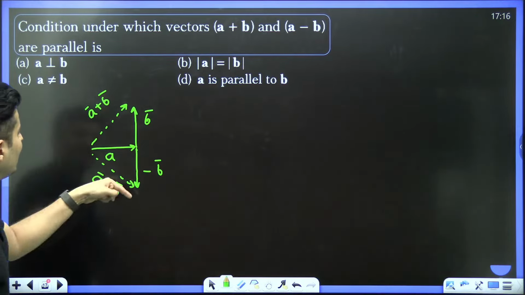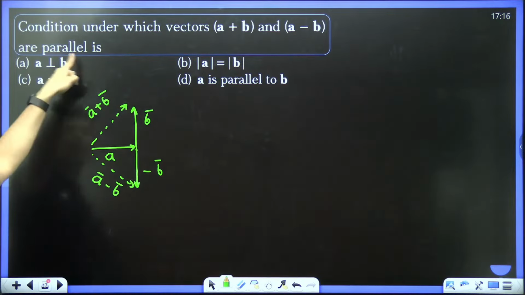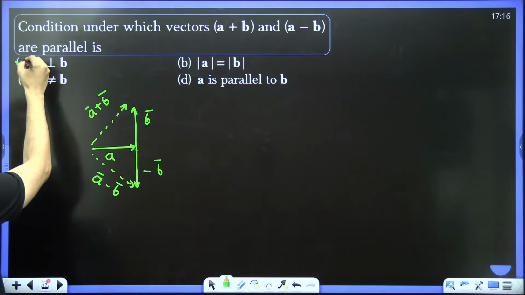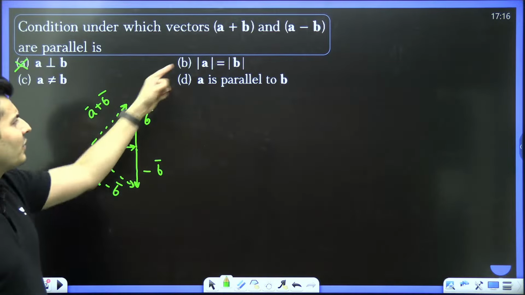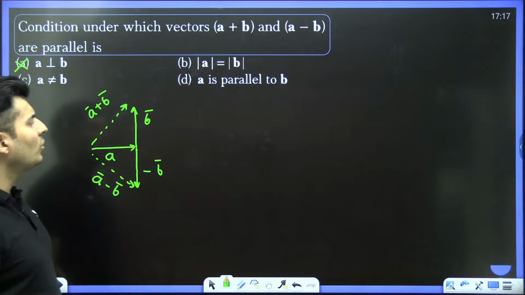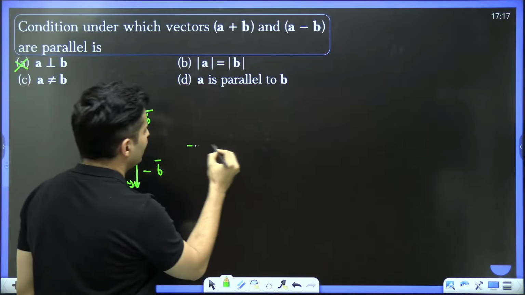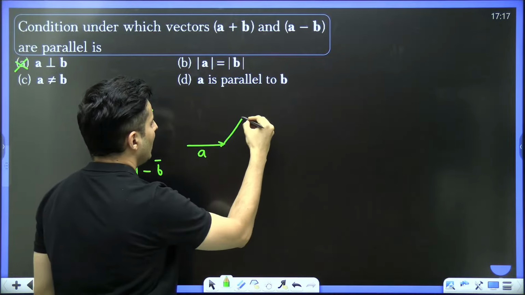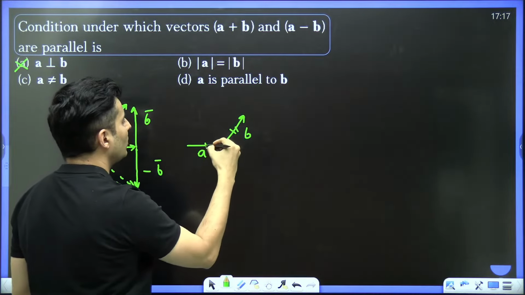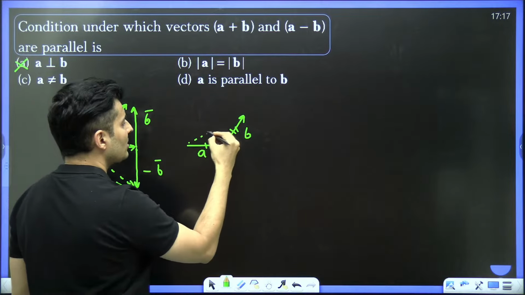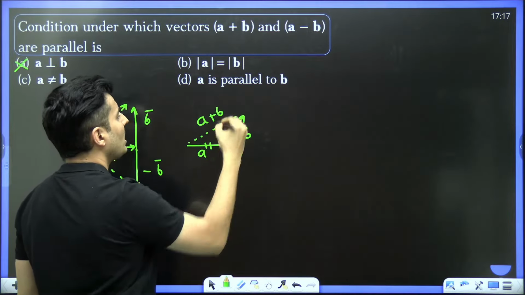Now a plus b and a minus b are definitely not parallel in the first case, so this is not at all correct. If a is b, why will the two vectors be perpendicular? Let's say in this case also, this is a and this is b. Let's say their magnitudes are equal, lengths are equal. So this would be a plus b.